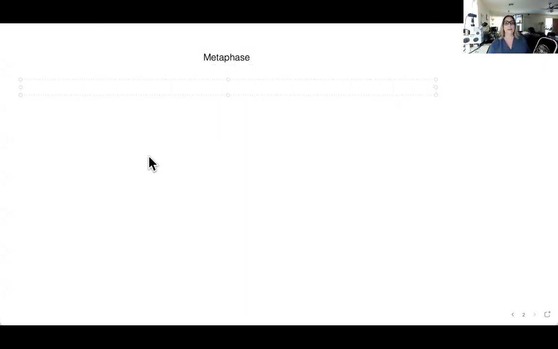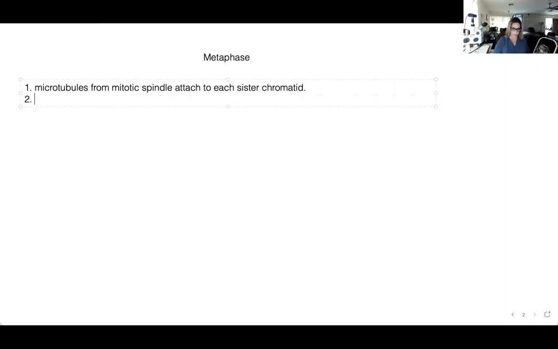So with metaphase, the microtubules from the mitotic spindle attach to each sister chromatid. Okay, now the other thing that occurs is these sister chromatids line up in the middle of the cell at what we call the imaginary metaphase plate. So okay, now I'm going to go back to the slide.